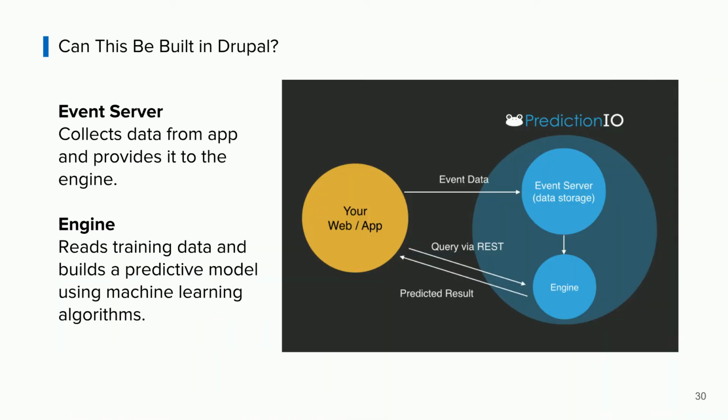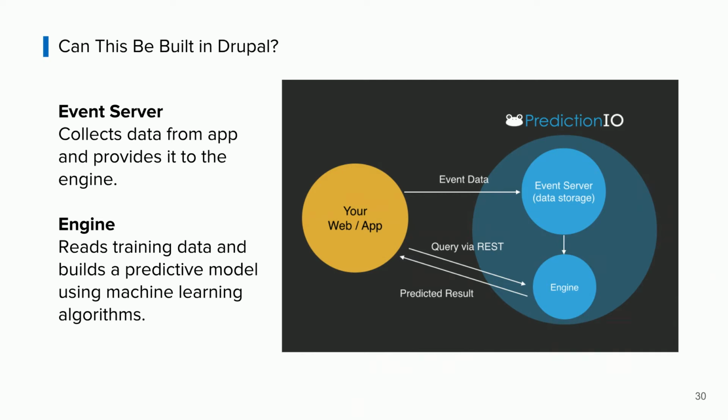So let's look at the high-level architecture of Prediction IO a little bit. On the left, you have your website or your application. And on the right, this little blue circle here is Prediction IO. And that, on a high level, has two components. One is your event server, which is going to gather all the data, and it's going to store all of that data. And then it's going to provide it to the engine. And this engine is what actually contains your machine learning algorithm. And it's going to crunch all of that data, process it, and then put it up as a REST API. And then you can just query that REST API for recommendations.